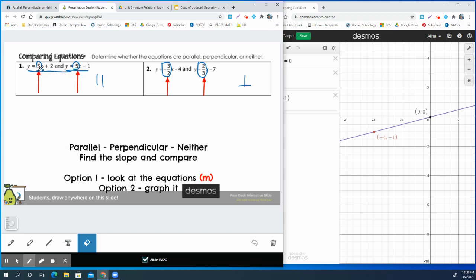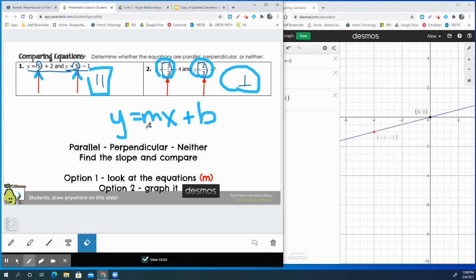When our equations are in y equals mx plus b form, that form that we practiced, you can just look at them. They're really easy, right? If I have a 5 coefficient and a 5 coefficient, these are going to be parallel. Questions on that? If I've got a -3 halves and a +2/3, they're going to be perpendicular. Super easy if they're written in y equals mx plus b, because that m is the slope.